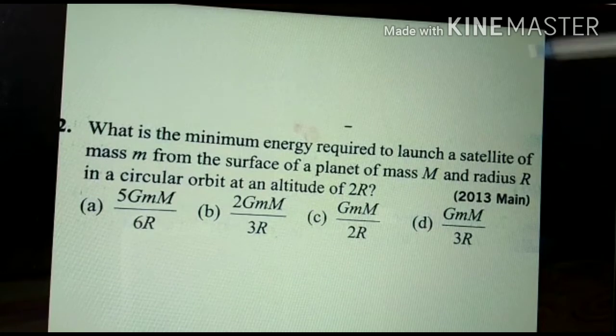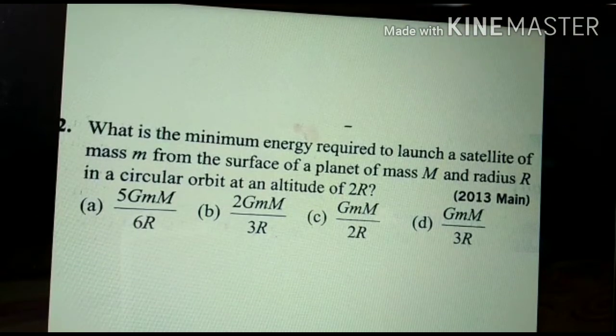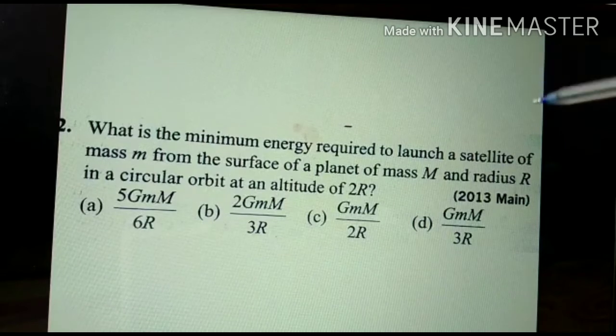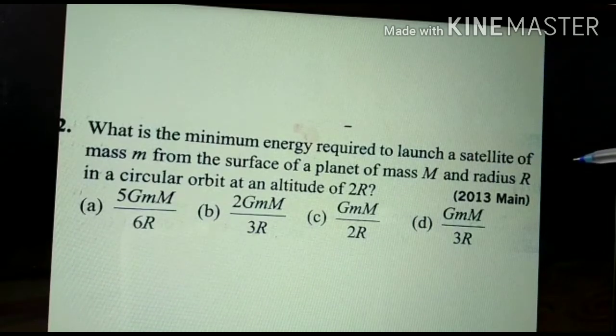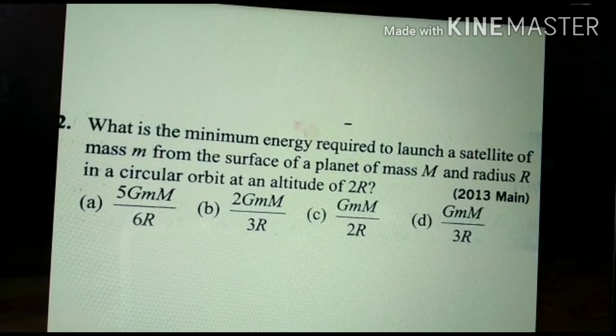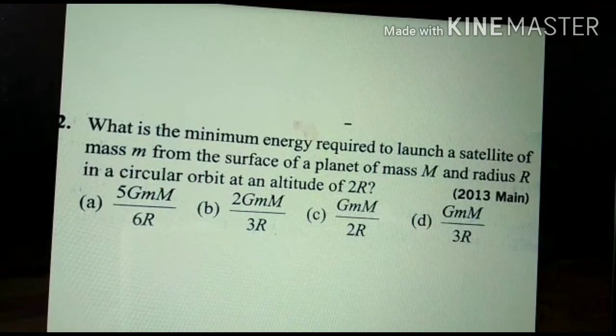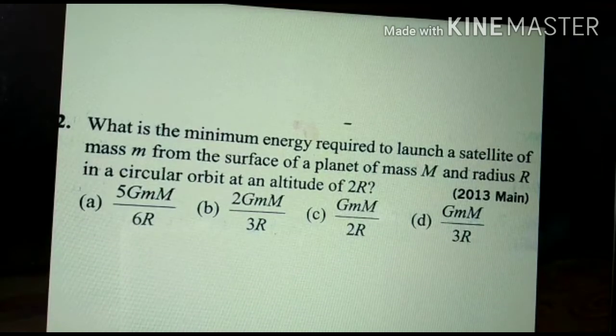The satellite mass is given as m. It is on the surface of a planet, any planet. The planet mass is also given as capital M, and the radius of the planet, R, is given. Now we are going to launch the satellite in a circular orbit at an altitude of 2R. From the planet surface, it is at a height of 2R, two times the radius. These are the options given.